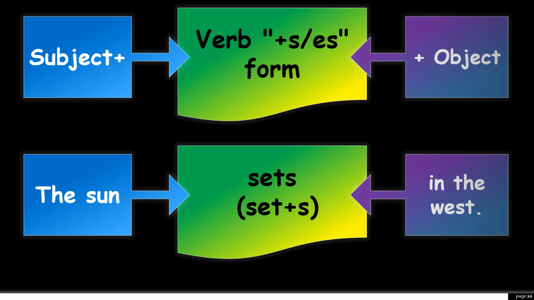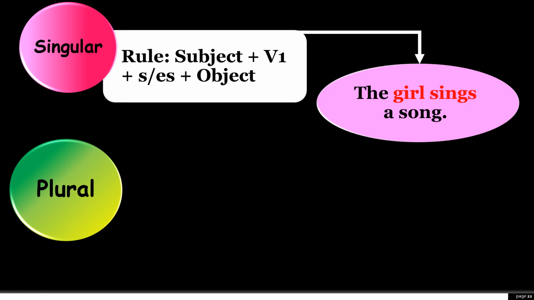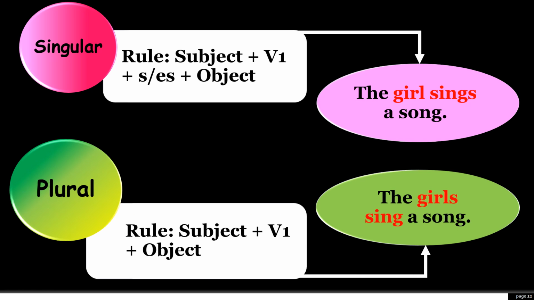Let us take these examples. The girl sings a song. The girls sing a song. Now, here the subject girl in the first sentence is singular. So, we have added S to it, followed by the object, that is song. Now let's take the second sentence. The girls sing a song. Here the subject is girls, plural. So there is no change in the verb. So it is the first form of verb followed by the object. Understood, children?